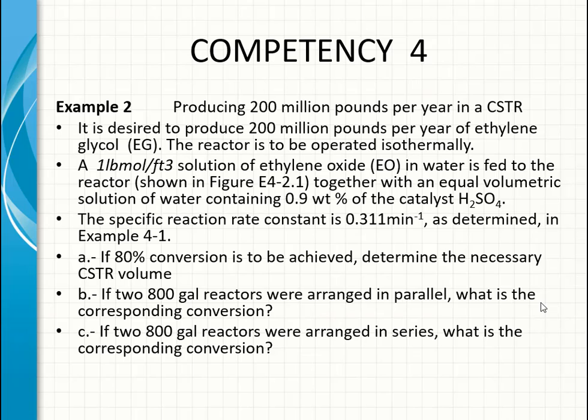The reaction rate constant is 0.311, which we evaluated in example 4.1. If 80% conversion is to be achieved, determine the necessary volume of the CSTR. If we have 800 gallon reactors and we arrange them in parallel, what is the conversion? And if we arrange those 800 gallon reactors in series, what is the conversion?